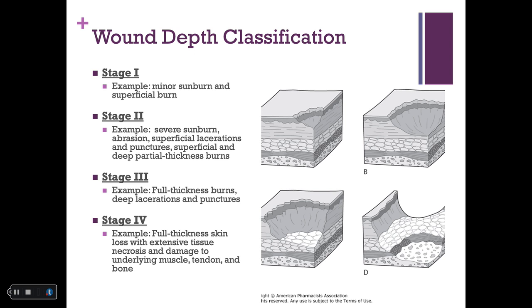Your stage 3 are much deeper. So these are getting into the lower layers of the skin, as are stage 4. And you can see there's a lot of skin tissue loss. And at stage 4, you may even be having exposure to muscle, bone, and tendon.